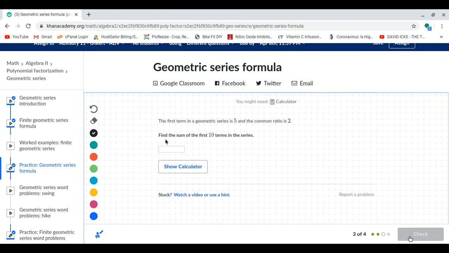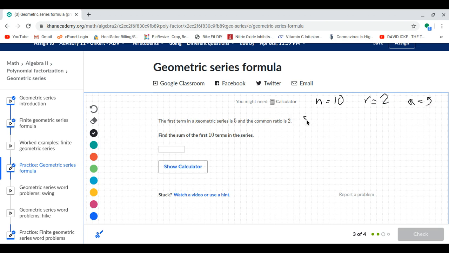All right. So this one, we find the sum of the first 10 terms in the sequence. So n is going to equal 10. Okay. Common ratio is 2. So r is 2. And the first term is 5. So a is 5.